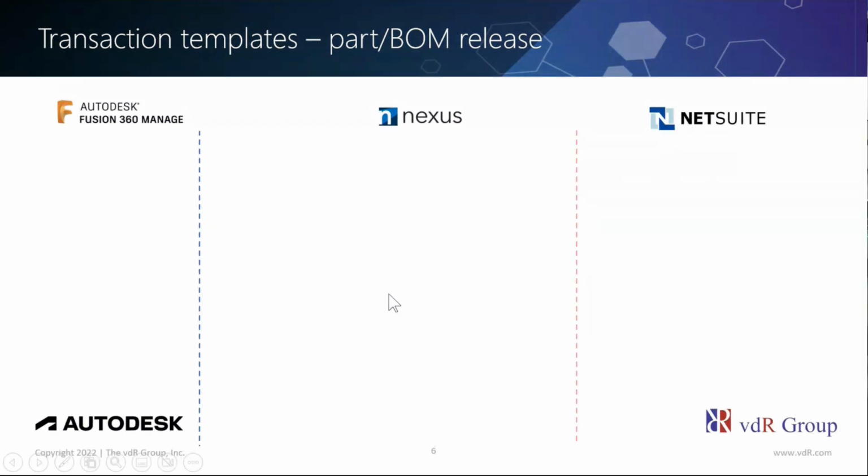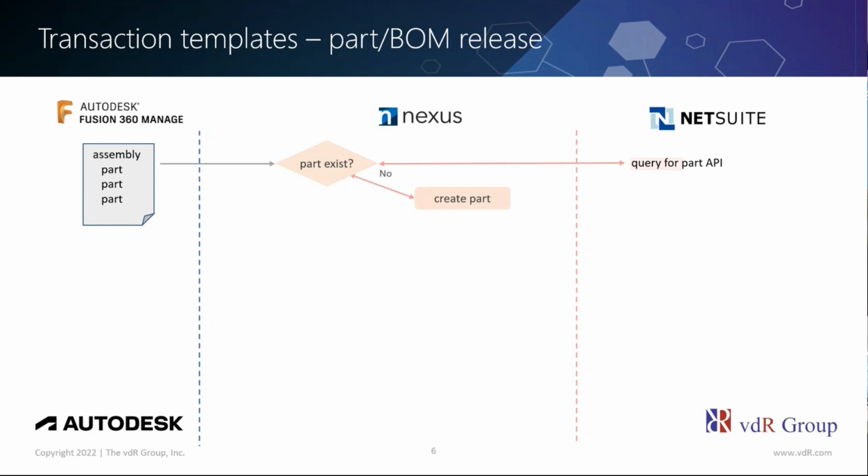We find that integration demonstrations can be a bit boring, right? We make a change on one side, like F3M, you'll see that today, F3M for short, as we say it. We do a part BOM release. And then next, of course, is the middleware piece. And Nexus does all this bookkeeping, right? Check to see if the part exists, it doesn't, it creates the part, and so on.